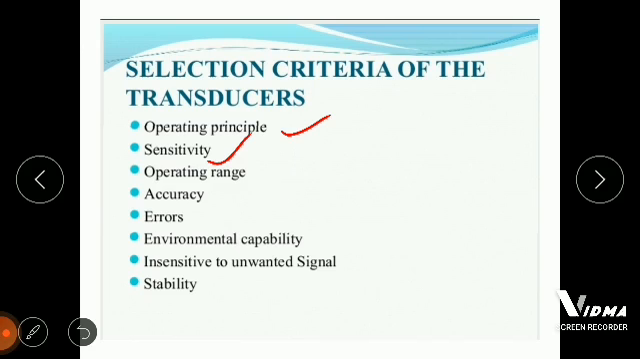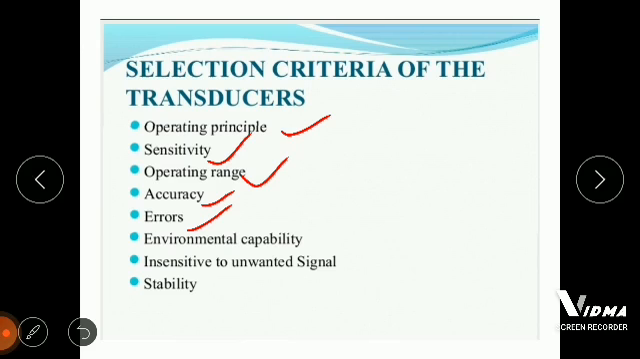Operating range: a wide range of measurement should be there for a transducer, because we must apply these transducers for a large range of applications, and we don't know how the range of work will increase in future. So the operating range should be correct. Accuracy should be there; our transducer should give approximately 100% accuracy. Error should be minimum, so static, dynamic, and other kinds of error should be less when we make the criteria for the selection of a transducer.